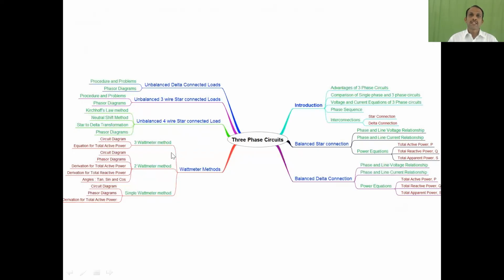The next topic of three-phase is wattmeter methods. What are the different wattmeter methods employed to calculate active power, reactive power, apparent power, phase angle phi, and also power factor? We mostly concentrate on the 2-wattmeter method, which is the most advantageous method. From the circuit diagram, we get the phasor diagram. From the phasor diagram, we derive the total active power. Later we derive the total reactive power, then find the phase difference phi between the voltage and current, and after that we can calculate the power factor of the circuit.